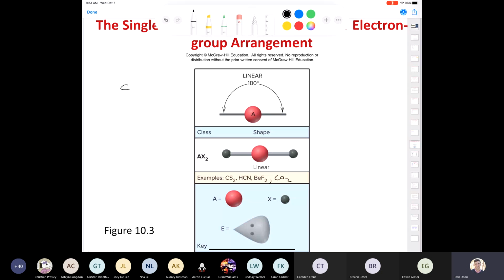If we draw the Lewis structure of CO2, the carbon has 2 regions of electron density, the 2 double bonds. What's the furthest they can get away from each other is going to be 180 degrees.